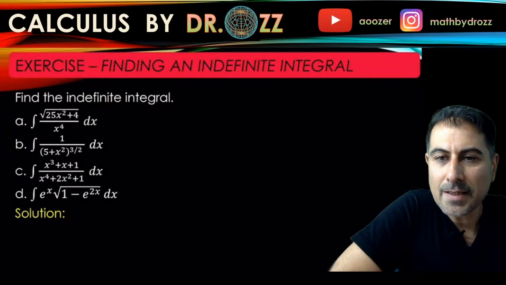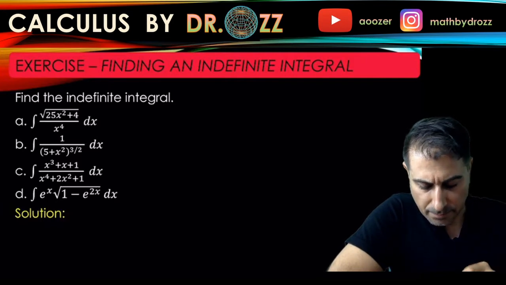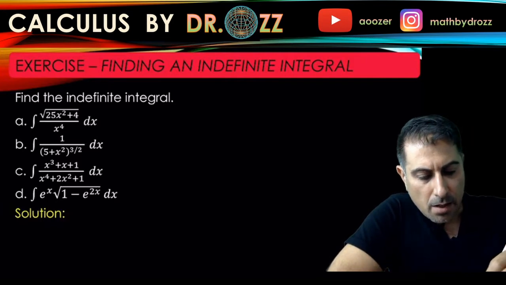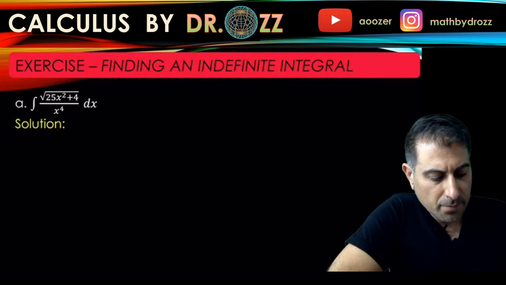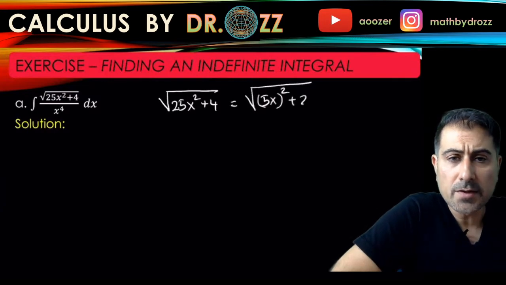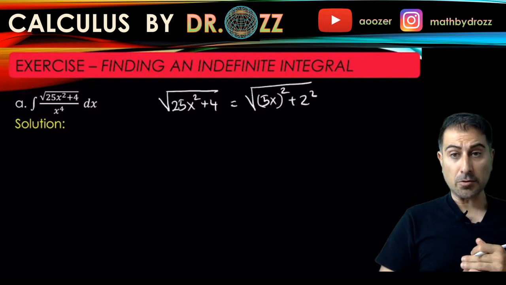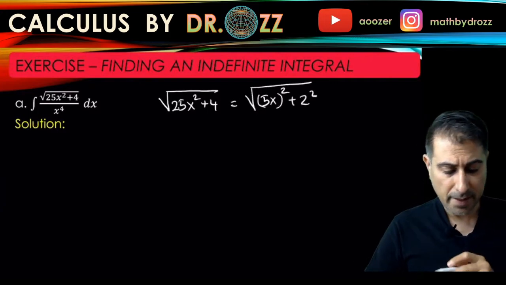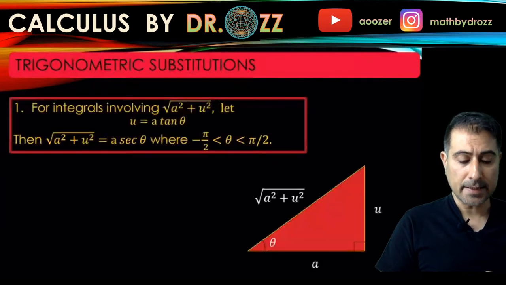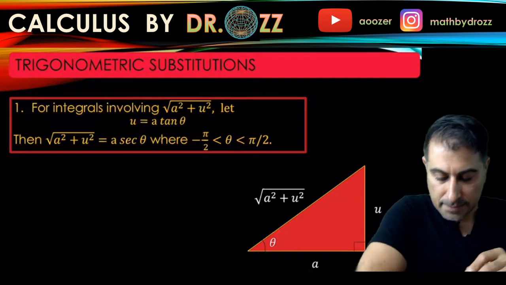All right, let's start with part A. Let's look what we have here. So we have the radical 25x squared plus 4, which is definitely 5x quantity squared plus 2 squared. So it's the sum of the squares, and there's a specific trig substitution for this purpose. Okay, and in fact it's u equals a tan theta. Okay, so we have to determine exactly what that is.